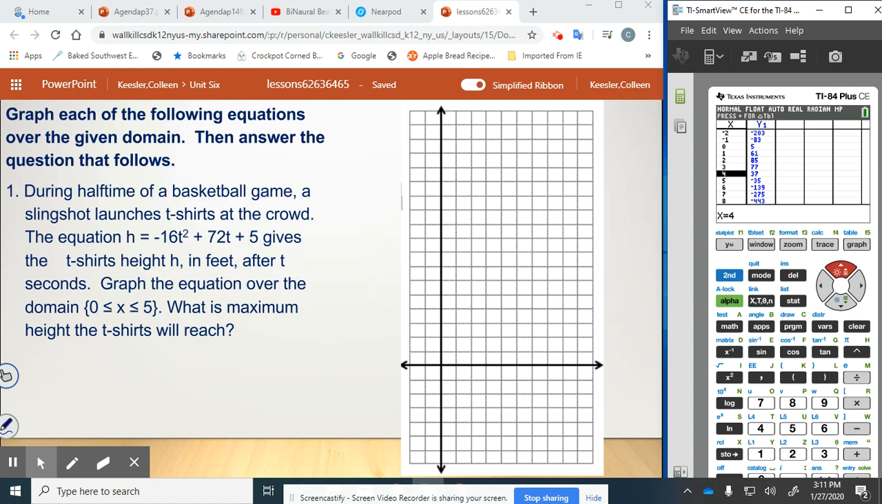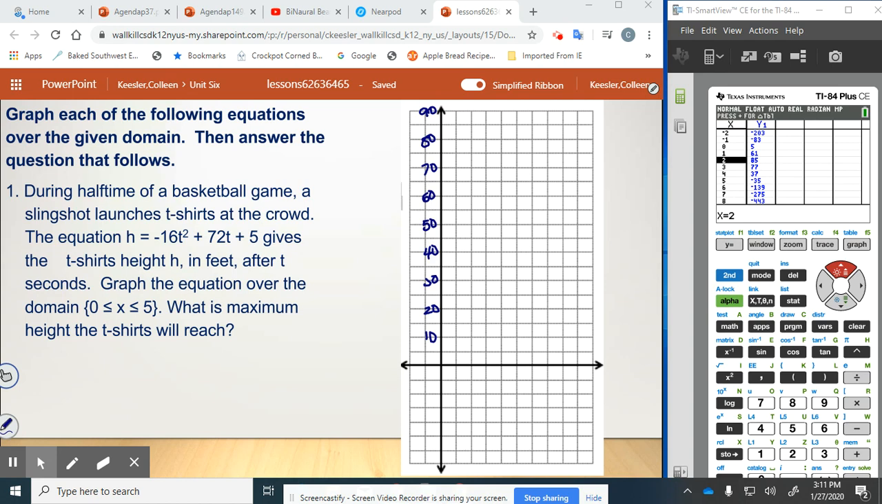So 0 is at 5. Let's think about this. Before we do that, we need to get as high as 85. So we need to break up the scale first. I've got 1, 2, 3, 4, 5, 6, 7, 8, 9, 10, 11, 12, 13, 14, 15, 16, 17, 18 boxes. To get to 85, I could go by 5s because that would make it 90. So I'm going to do 10, 20, 30, 40, 50, 60, 70, 80, and 90.